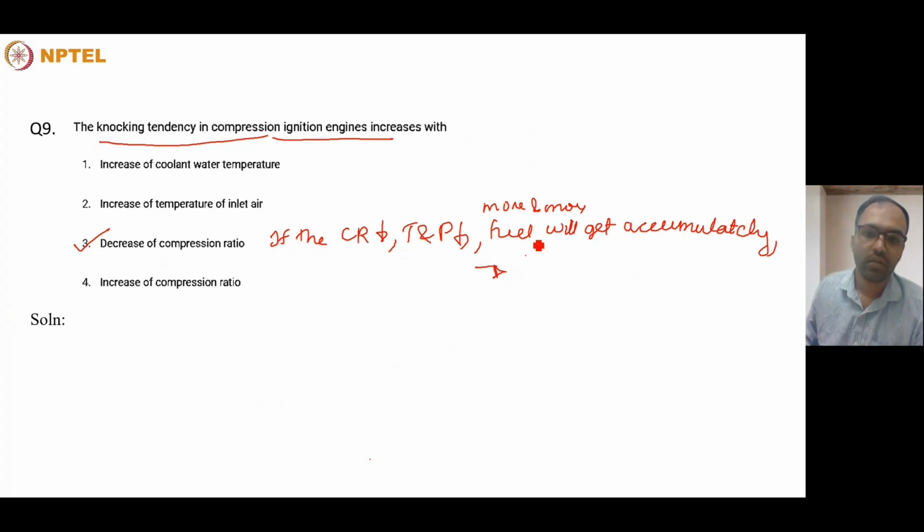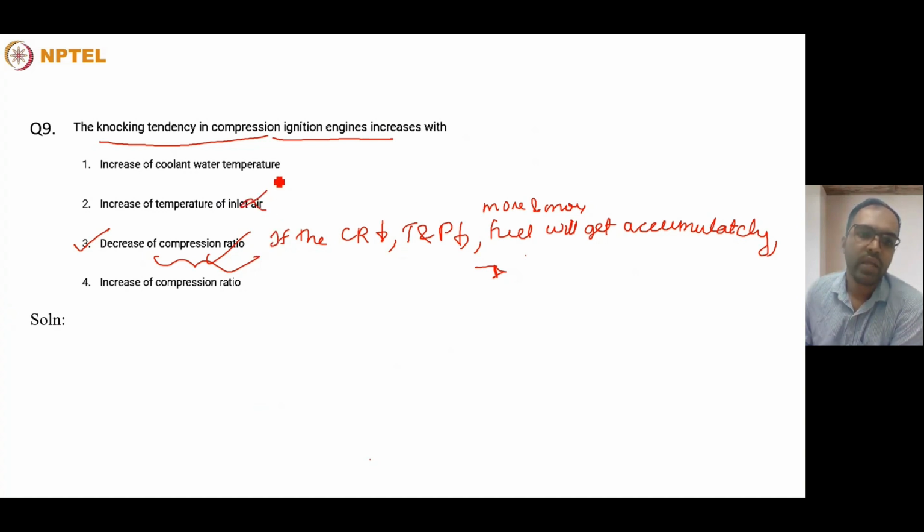So decrease of compression ratio is the answer. Increase in the temperature of the air will ensure that the temperature is high and all the fuel will get burned immediately without resulting in an ignition delay.